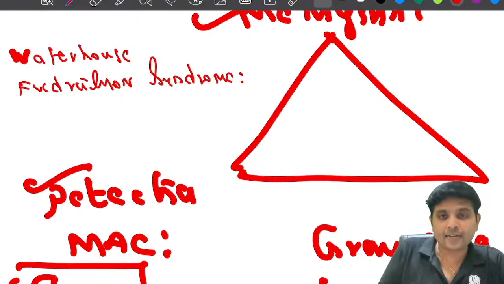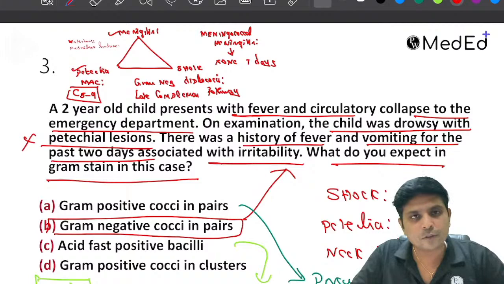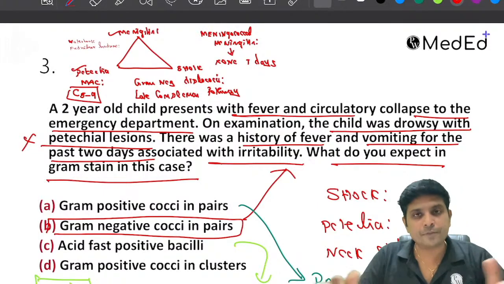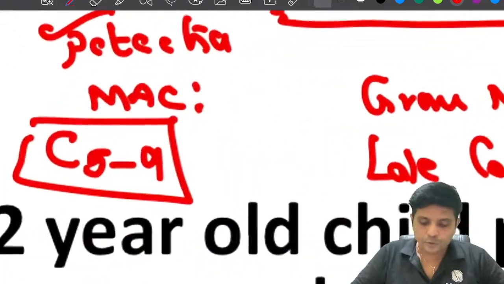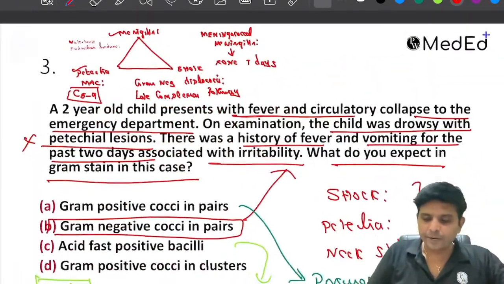It leads to massive capillary leak, shock and collapse. Waterhouse-Friderichsen syndrome. Okay, third question. Next. Okay, gram-negative diplococci. Remember, always rule out late complement pathway defect, C5 to C9.